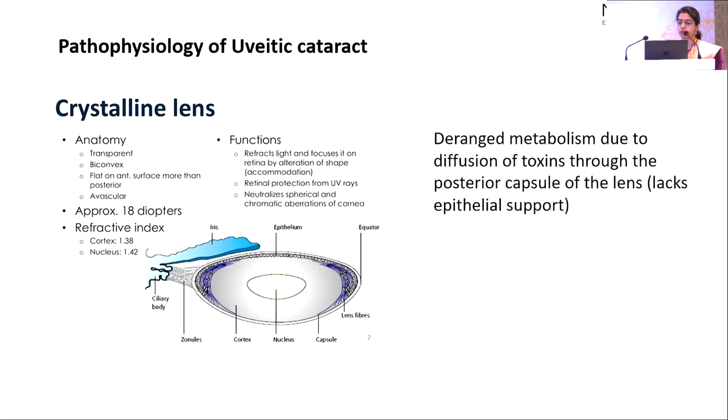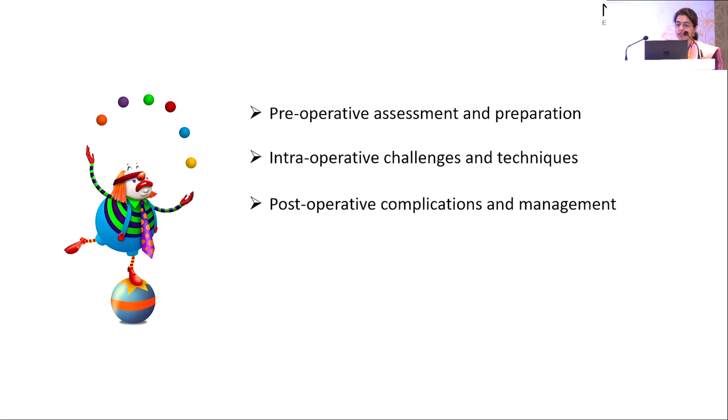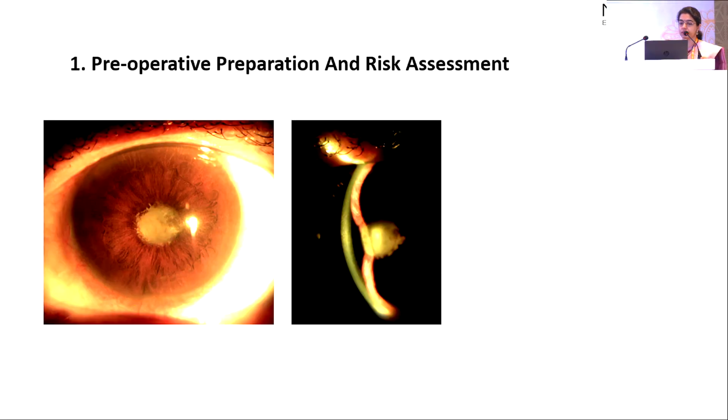What is the pathophysiology? The deranged metabolism due to diffusion of toxins through the posterior capsule leads to the cataract. So the lens derives its nutrition from the surrounding intraocular fluid, and when there is uveitis, toxins might enter through the posterior capsule, and that is why you see the posterior subcapsular cataract as the most common type. In this talk, I'll be covering preoperative assessment and preparation, intraoperative challenges and techniques, and postoperative complications and management.